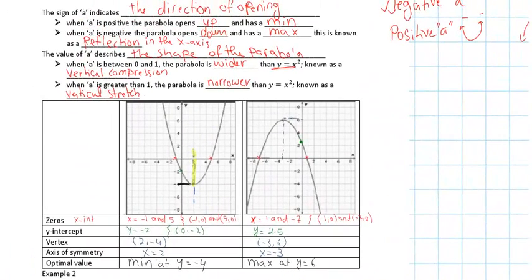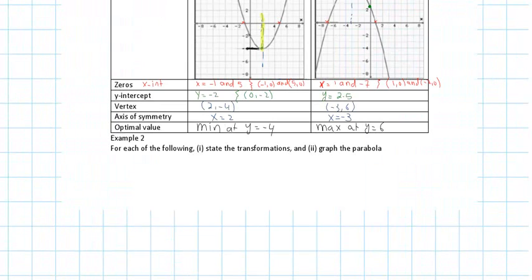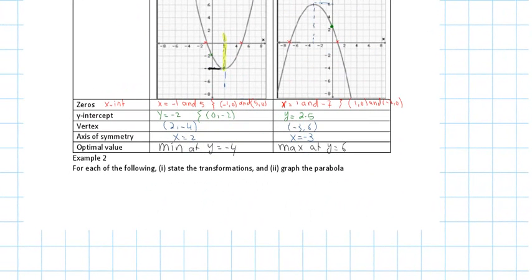Okay. Last thing we're going to do today is this. The question is actually at the bottom of this page. So for each of the following, state the transformation. Guys, I can't explain to you how many students don't know, when they read the question on a test, what the question is asking them.